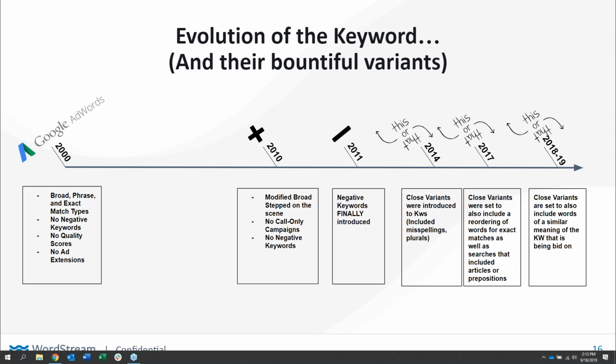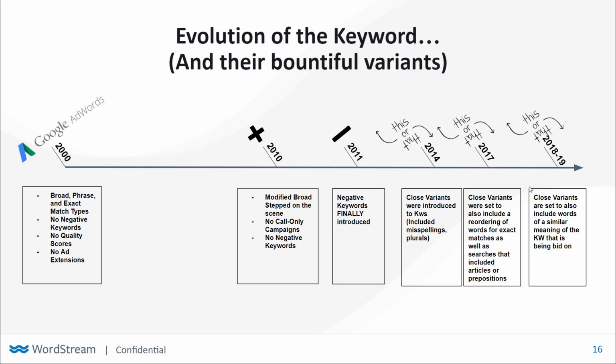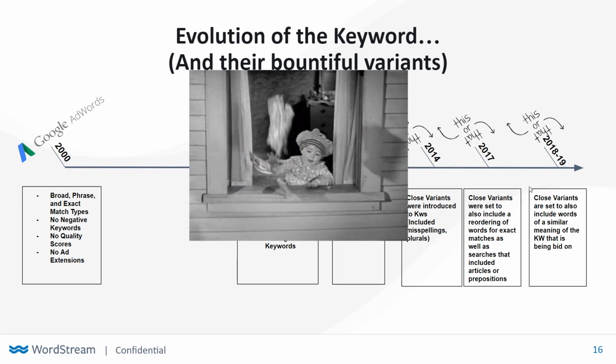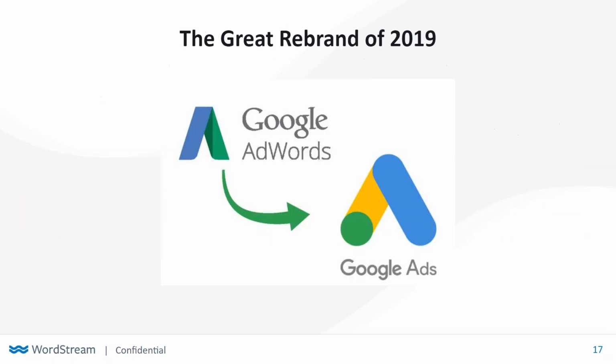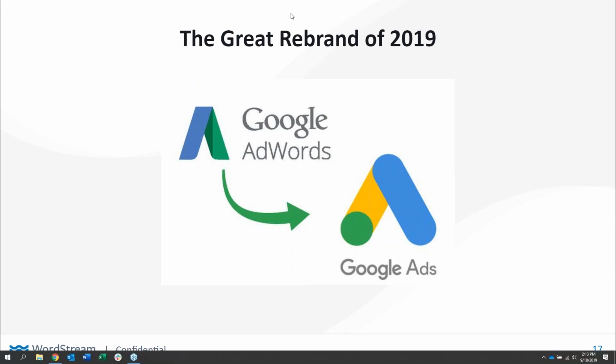Close variants were set to also include words of a similar meaning to the keyword being bid on. So how did we react to this change? We were like, hey, Google, here's some money. Figure it out, please, because I'm dying. Then came the Great Rebrand of 2019. Let's get a woo-woo for everyone who loved that. Absolutely nothing. They changed their brand and their interface.